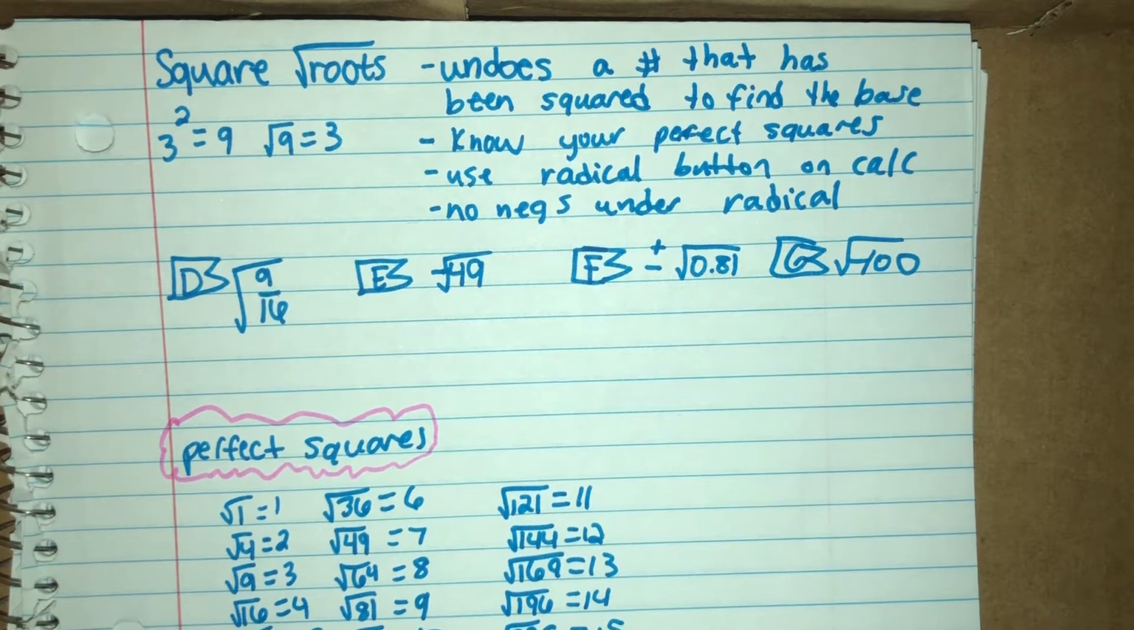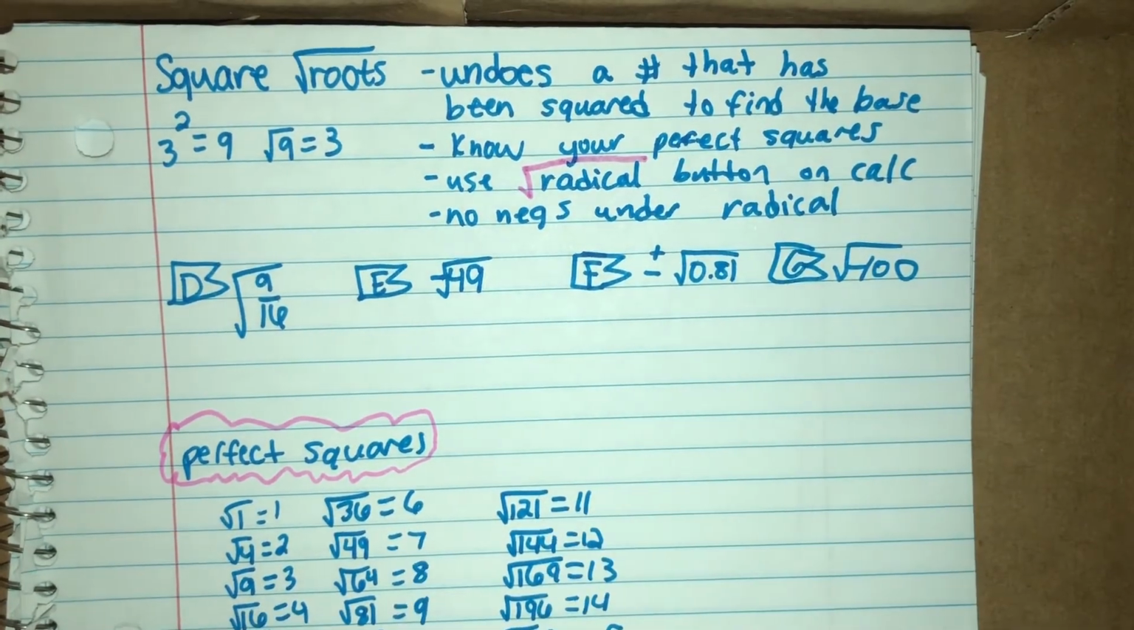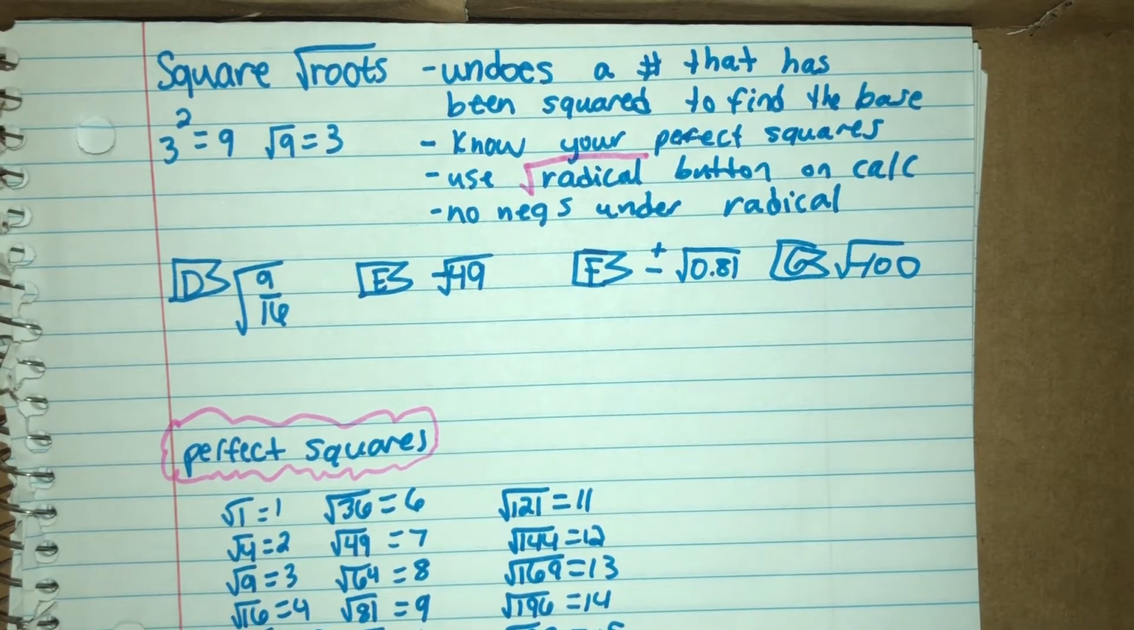That's way 1. Way 2 is to just use the radical button on your calculator. The radical button is the one that looks like that. I will have an extra video of me showing all of the different types of calculators I remember that you can refer to figure out how to use those.